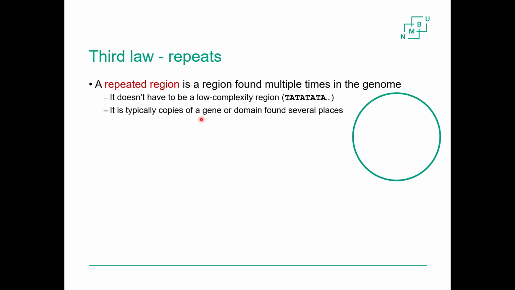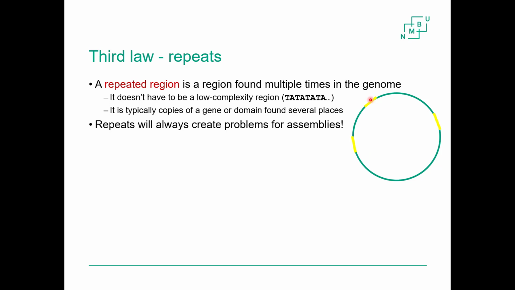A repeated region is instead, think of it as a gene that has been duplicated. So you find the same gene in different places. And this will always create problems. So think of it here. For instance, we have a gene here, the yellow region on the genome. This is the genome. I always draw them circular like this. And then you have the same gene in 3 different places.